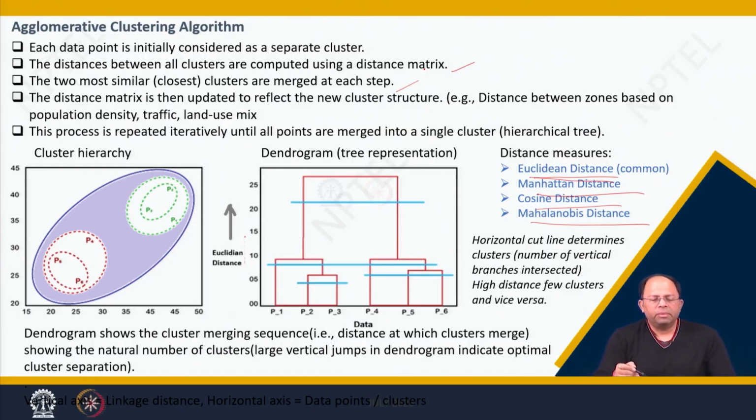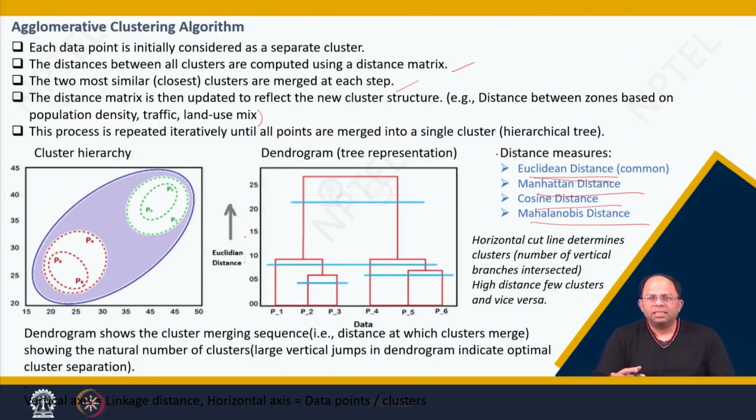So once we start with single points as clusters, the closest ones are merged, and we keep on moving like that, right? The distance matrix is then updated to reflect the new cluster structure, that is distance between zones based on population density, traffic, that's an example for it. This process is repeated iteratively until all points are merged into a single cluster. So obviously, if I keep on merging by increasing the distance, eventually everything will become one cluster.